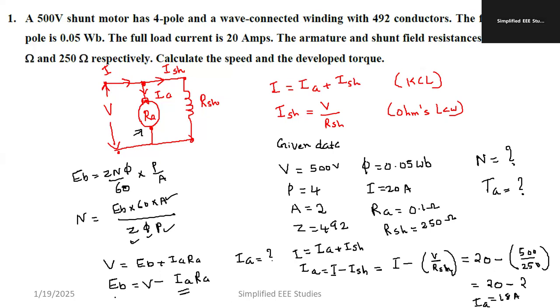So you can directly substitute here. EB is equal to V, which is 500, minus IA, which is 18, into RA. RA is small, it is 0.1. So please substitute accordingly. Please verify once. I get back EMF equal to 498.2 volt. This much of back EMF I am getting.